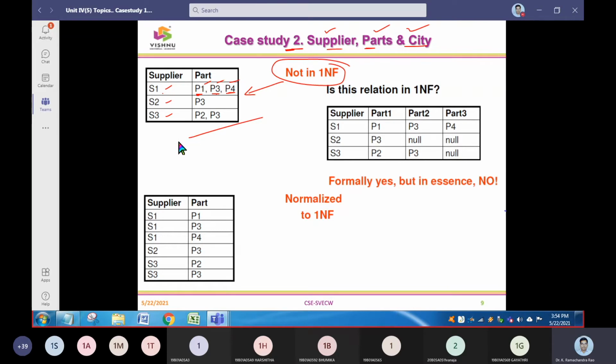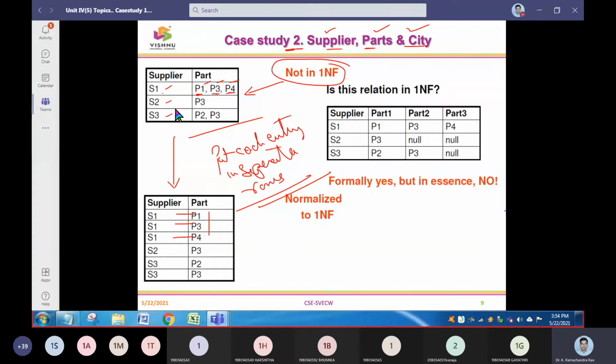If such is the case, then how can I convert it into normalization? Wherever a comma is there, I will repeat it in a separate row. That is, put each entity in separate rows. So now you can see S1 and P1, S1 and P3, S1 and P4. So instead of 3 commas, we put 3 rows. Next, you can see S2, P3, there is only one occurrence, so we gave it. Then S3, P2, S3, P3.